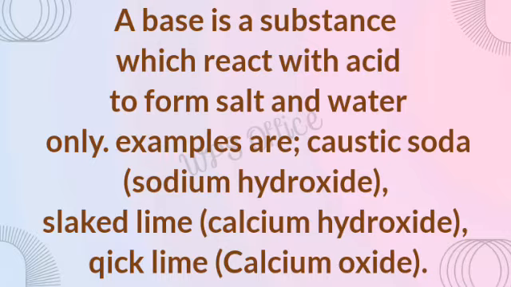Next, what is a base? A base is a substance which reacts with acid to form salt and water only. Examples are caustic soda, also known as sodium hydroxide. Next, slaked lime, which is also known as calcium hydroxide, and quicklime, which is also known as calcium oxide.